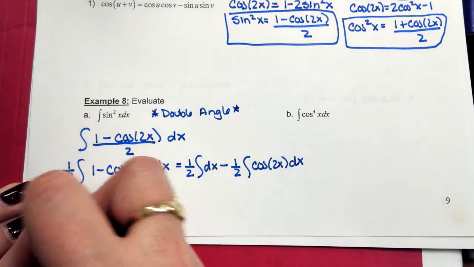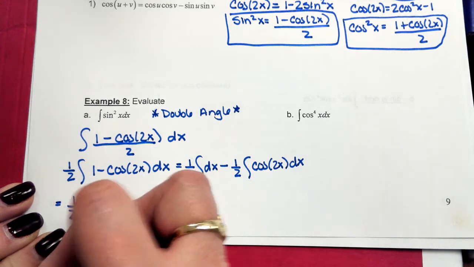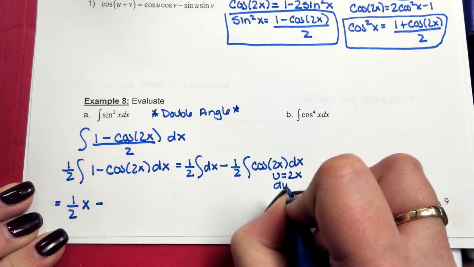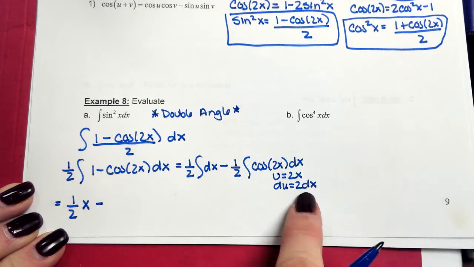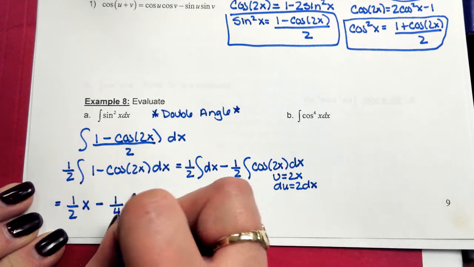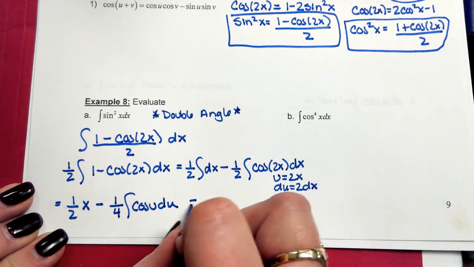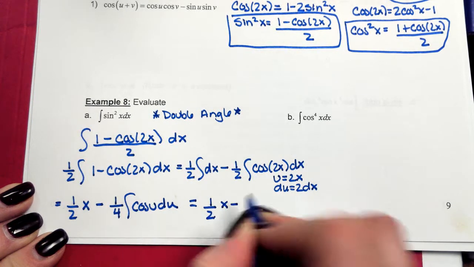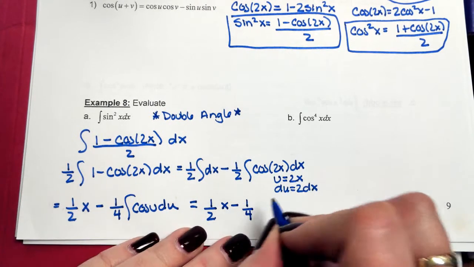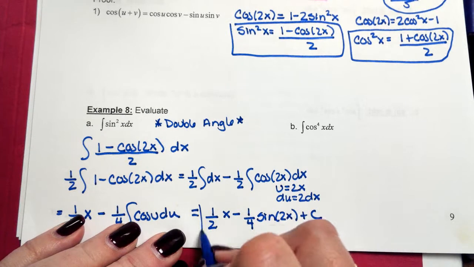So I can then finish this to be 1/2. I can integrate dx just to be my x. Minus, I'm going to do a u sub here. So u is equal to 2x. My du is going to be 2 dx. So I have to divide out a 1/2, which is going to now change this to a 1/4, times the cosine of u du. So here's my 1/2 x. The integral of cosine is just going to be a sine, so it's going to be minus 1/4 times the sine, and I'll just bring back in that 2x plus c.